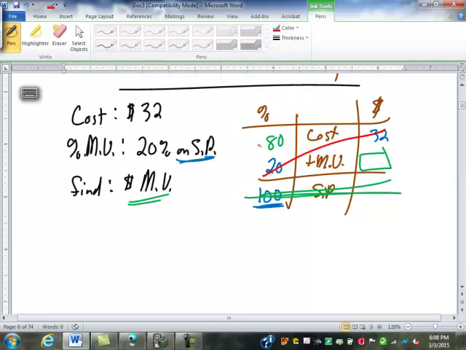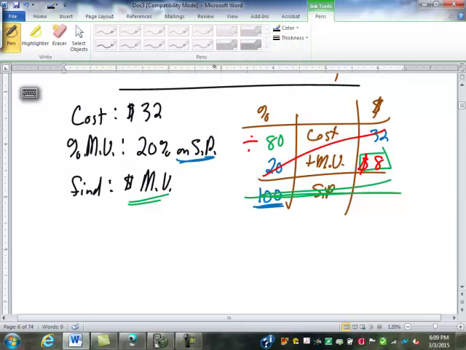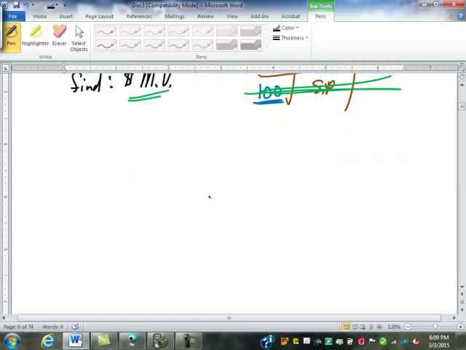20 times 32 divided by 80 is what? 8. $8 markup. What do you think? Not too bad? Well, let's try some examples of this.